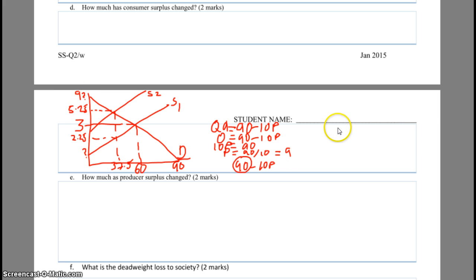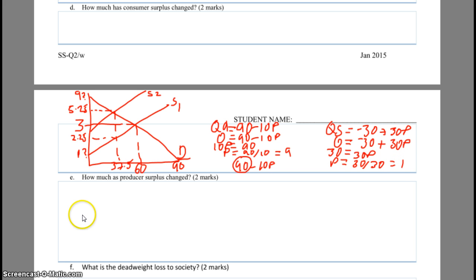Okay, we also know that the quantity supplied equals minus 30 plus 30p. Again, we need to set that to 0. Okay, so add 30 to both sides, leaves us with 30p, so we need to do 30 divided by 30, and that leaves us with 1. So we know that the P-intercept for supply there is 1. So now we've got that information, we can simply work out, first of all, what the original area is.